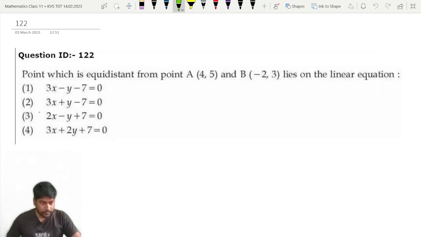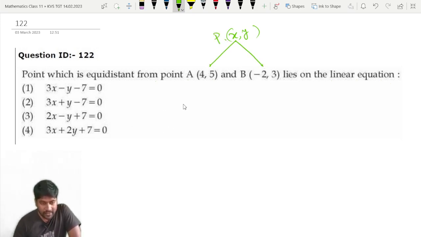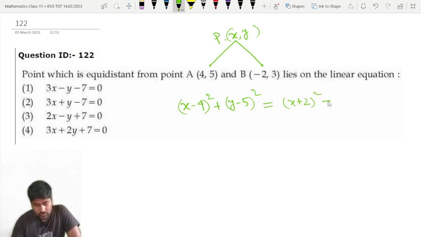Question number 122. The point which is equidistant from the points A and B lies on the linear equation. Okay, let us say the required point is x comma y, which is equidistant from A and B. So this is P. So by the given condition, what we have: x minus 4 whole square plus y minus 5 whole square is equal to x plus 2 whole square plus y minus 3 whole square.